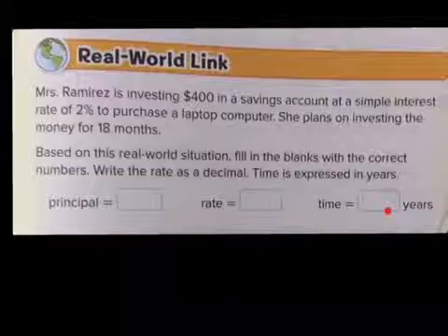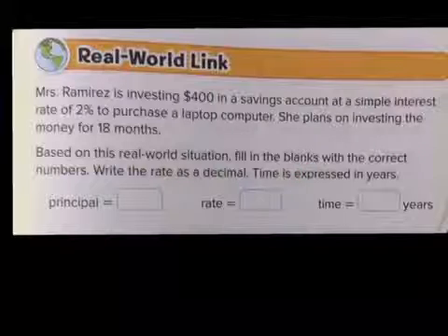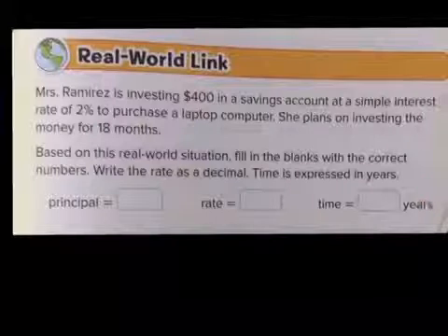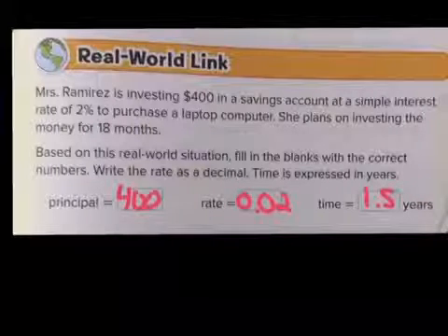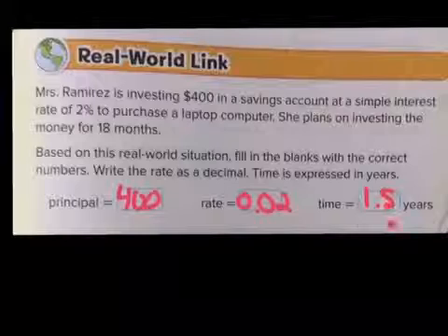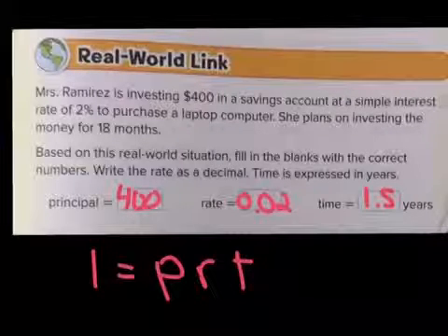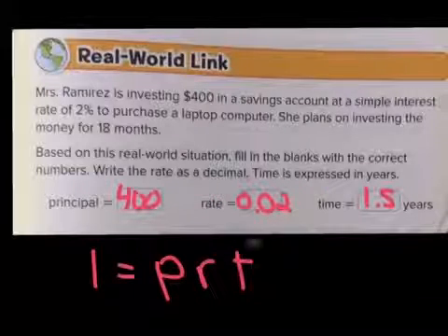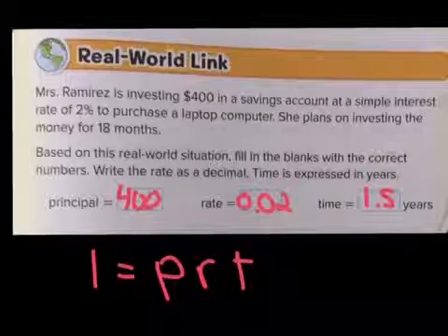So let's fill it out right here. Based on this real world situation, fill in the blanks with the correct numbers. Write the rate as a decimal. Time is expressed in years, as you can see. So as we just mentioned, we have our principal, the amount of money that we're using, $400, at the interest rate of 0.02, 2%, with the time of 18 months, which is 1.5 years. And to solve for the interest, you would simply multiply your principal times your rate times time. So interest equals principal times rate times time. Give me that money!